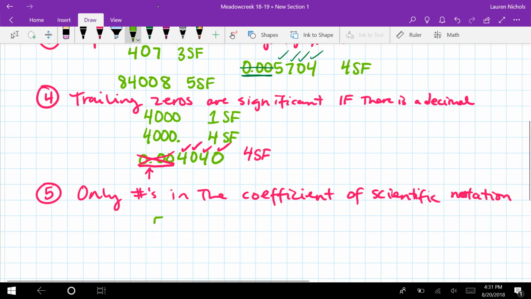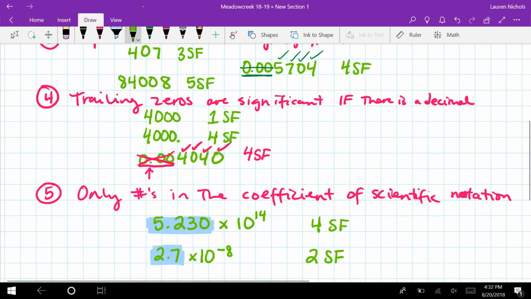So for example, let's say I have the number 5.230 times 10 to the 14th. Okay, these numbers are in the coefficient. It's anything before the times 10 part. Okay, the times 10 to the 14 would just tell me that I would move my decimal 14 places to the right. So this number would have 4 significant figures. If I have 2.7 times 10 to the negative 8, again, my coefficient is the numbers before the x, so that would be 2 significant figures.